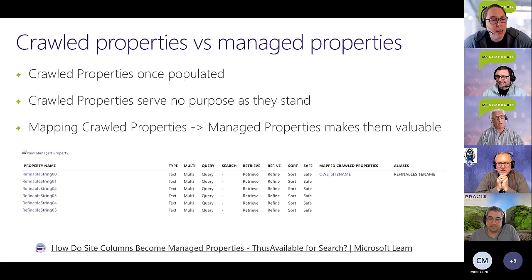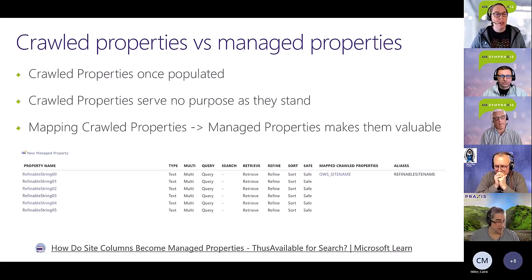Because there is a managed property that matches the crawled property, but the gotcha here is that it's not refinable. And that's what the additional refinable string piece of it is. So you can retrieve it, you can query it, but you can't refine it. You see those columns there. Refining is the important one. You would need to be able to refine and search on that thing. Well, you can search, but you can't refine.